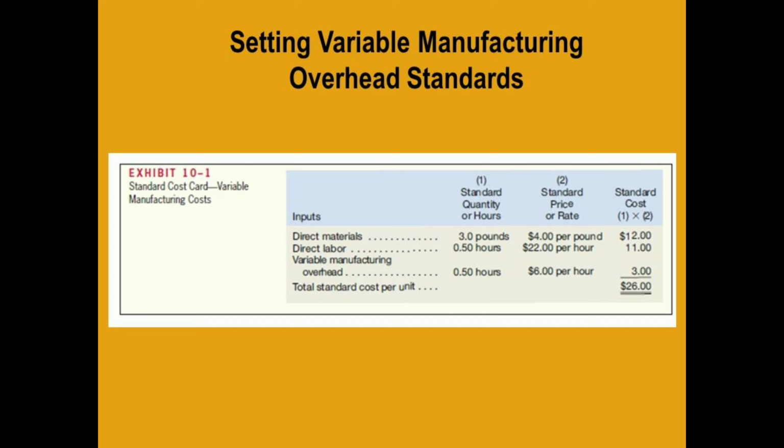The standard cost per unit for all three variable manufacturing costs is computed the same way. The standard quantity or hours per unit is multiplied by the standard price or rate per unit to obtain the standard cost per unit.